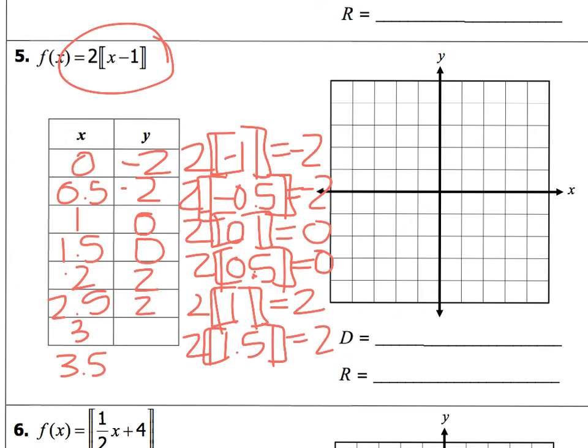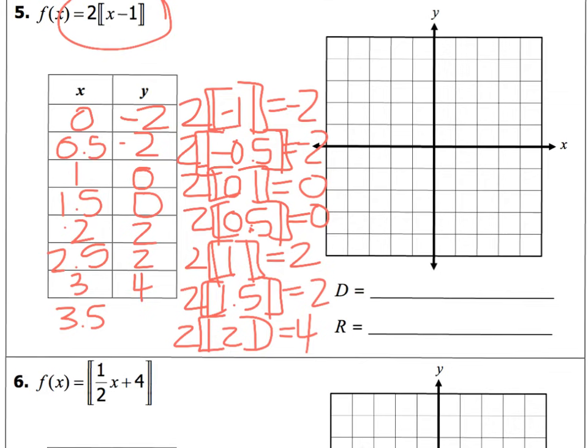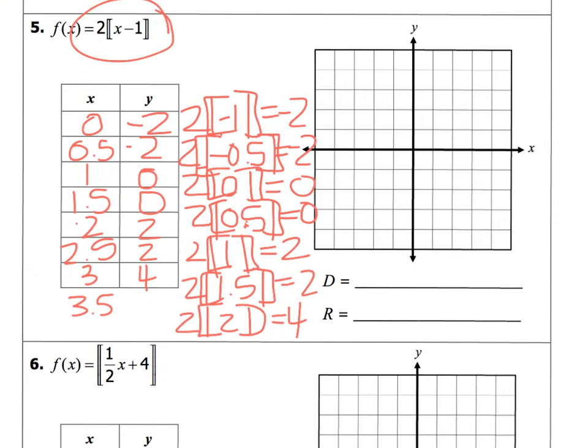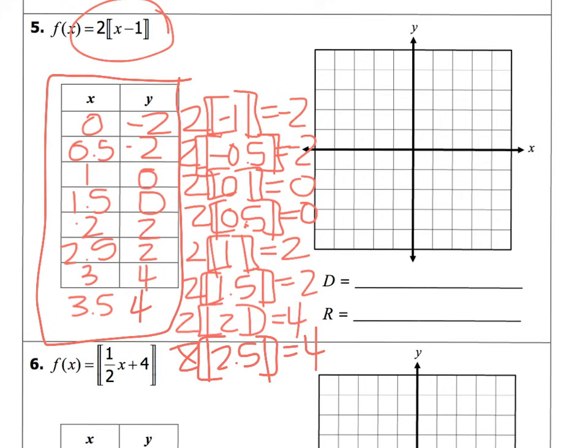Now 3, if we were to plug 3 in, we would get 2 times the greatest integer of 3 minus 1, which is 2. Rounding down, 2 is 2, so we would end up with 2 times 2 is 4. And then if we were to plug in 3.5 in here, so 2 times the greatest integer of 3.5 minus 1 gives us 2.5. Round 2.5 down and you get 2, so 2 times 2 is 4 again. Alright, so these are our values that we want to graph.